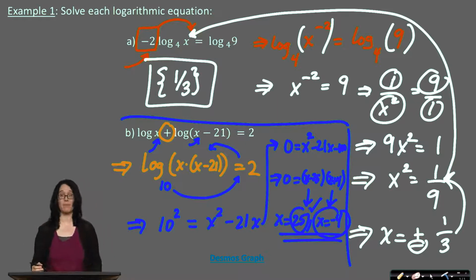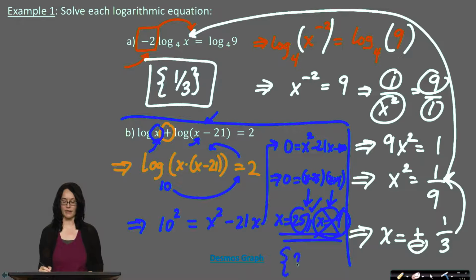Negative 4 fails on both counts because it's not only going to fail here because x is clearly negative, not greater than 0, it even fails here. Negative 4 minus 21 would be negative 25. That is clearly not within our domain restrictions. So the only answer that's actually allowed would be when x is 25.